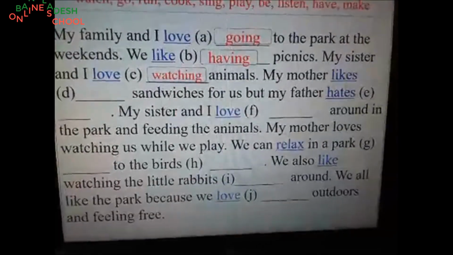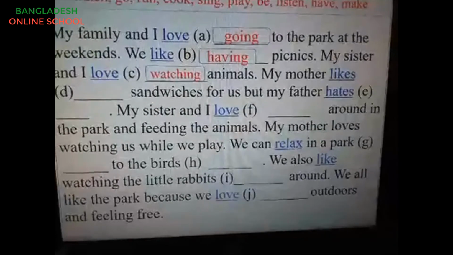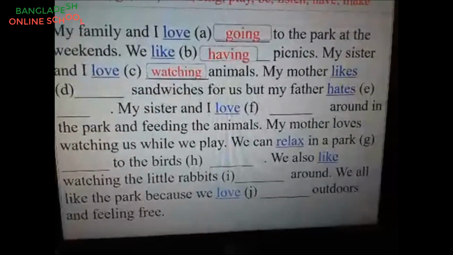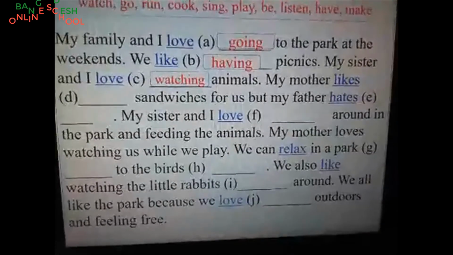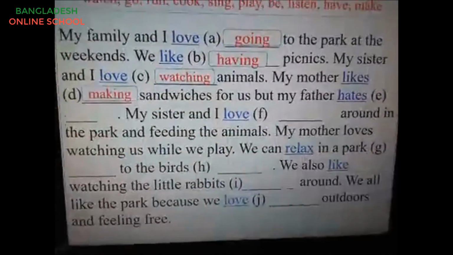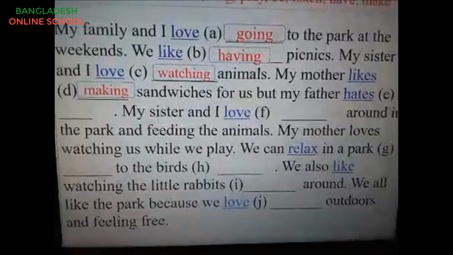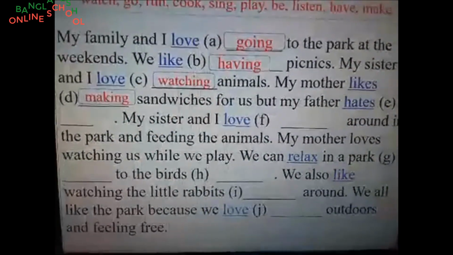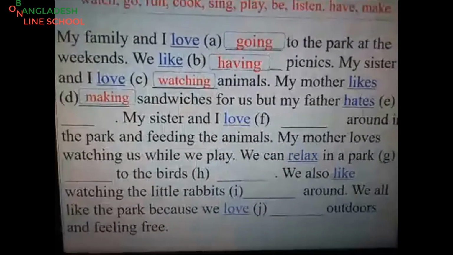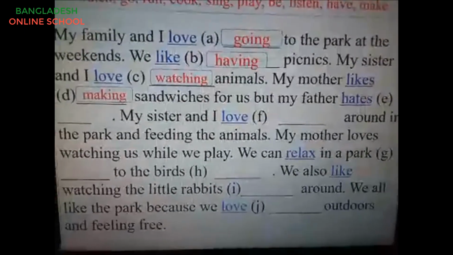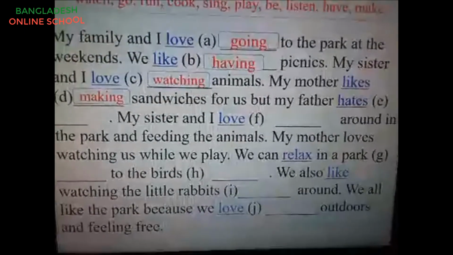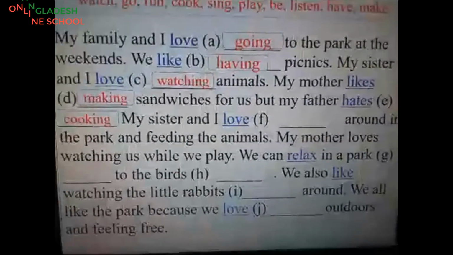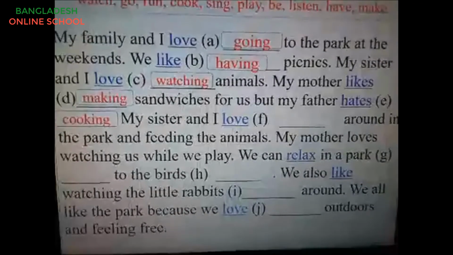My mother likes dash sandwiches for us. Here you see like is a finite verb. After like there will be a present participle or -ing form of the verb. So the answer will be: my mother likes making sandwiches for us, but my father hates. Hates is a finite verb. After a finite verb there will be a present participle or -ing form of the verb. You see, my father hates cooking.